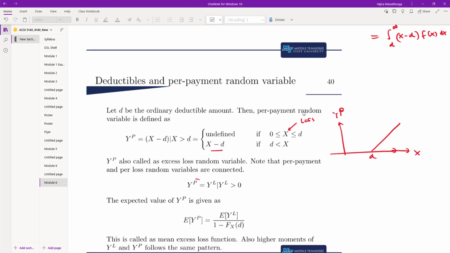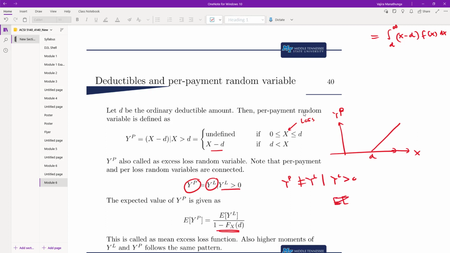You can see that the per payment random variable is actually the loss random variable, but given it's positive. So positive starts at d. So basically YP is YL given that YL is positive. So we can calculate the expected value of YP. You can see the formula. This is the expected value of YL, but you have a condition. So you have to calculate the probability that YL is positive.